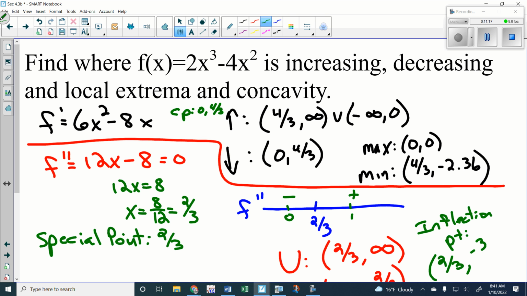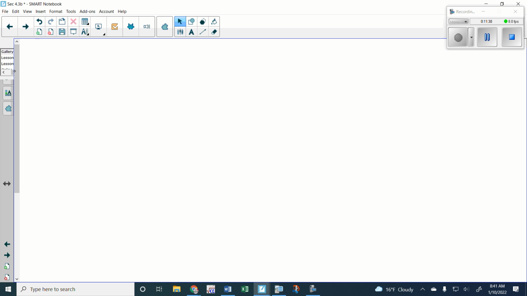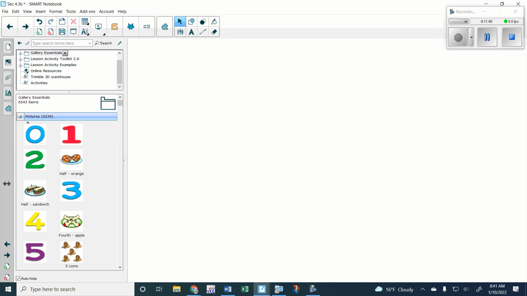Negative 32 over 27, or negative 1.185. Okay. So now, let's say we wanted to take all of that and try to sketch a graph, so we understand how all of that fits together.